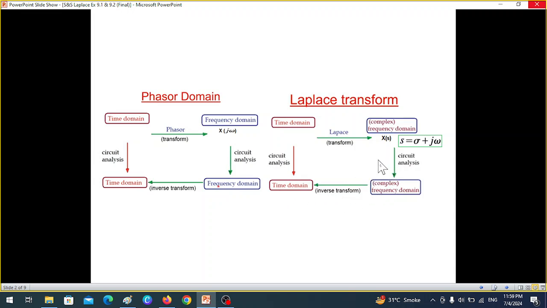The only difference here is that in case of a Laplace, we deal with a complex signal, whereas in case of a phasor domain, we just transform the signal into frequency domain. So we can say that a signal x(t), when transformed into Laplace domain, will be written as capital X, and in brackets we write s, and this symbol shows that it has gone through the Laplace transform.